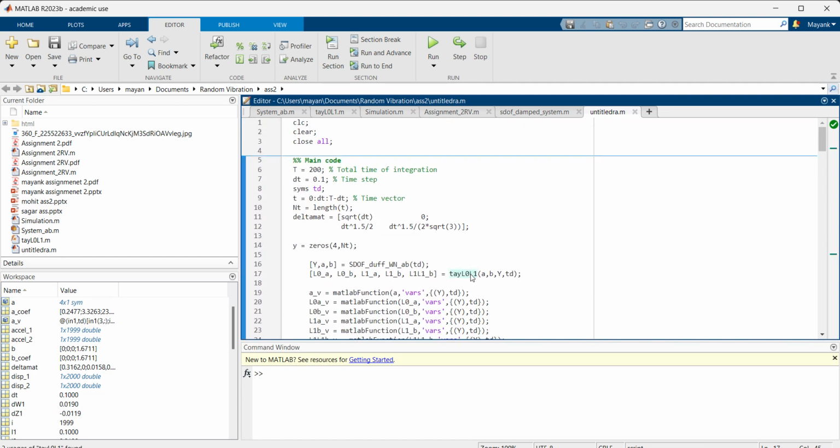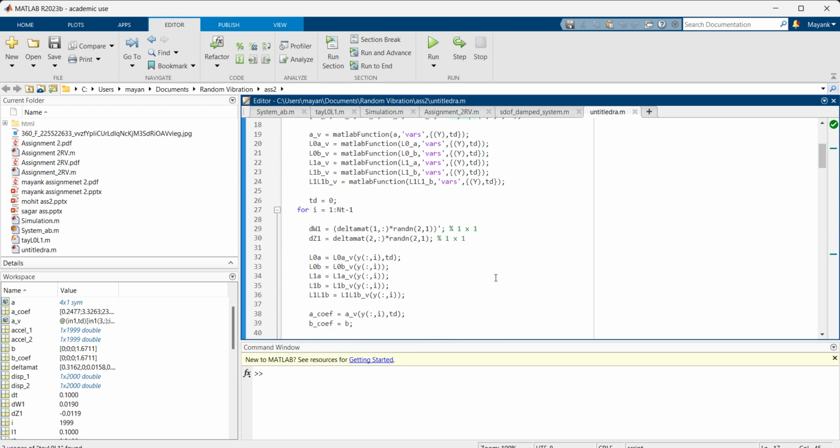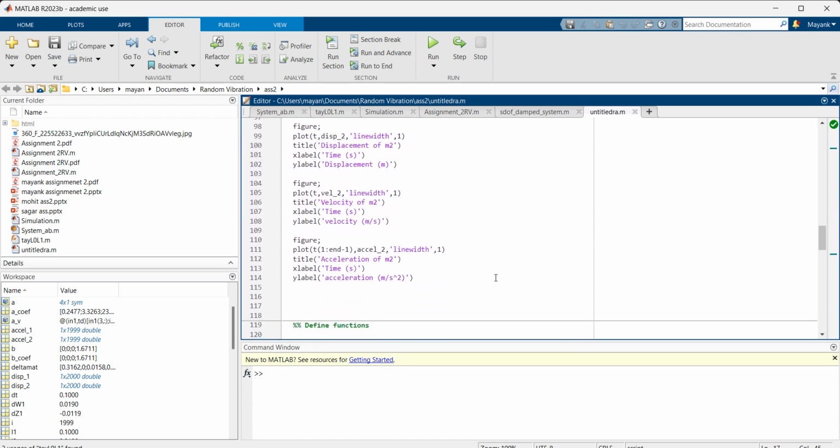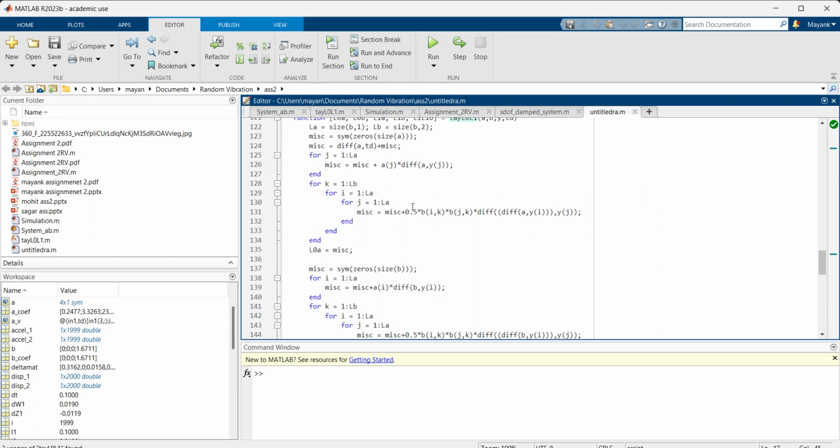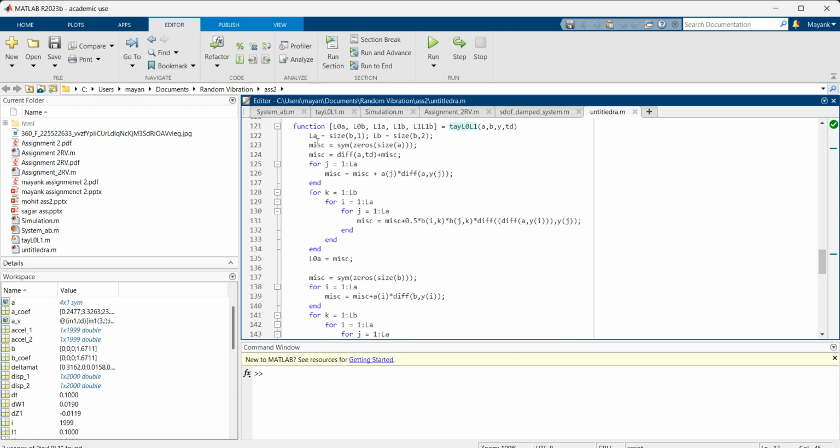So this is another function which calculates the Kolmogorov operators and takes arguments A, B, Y, and TD. This is that function, and it takes the number of rows of the B vector, and the number of columns in the B vector, and mic is just a variable.